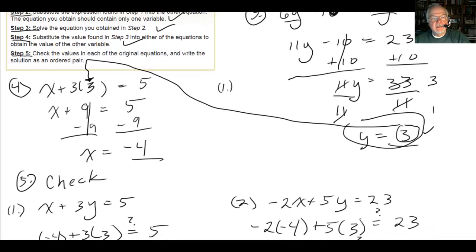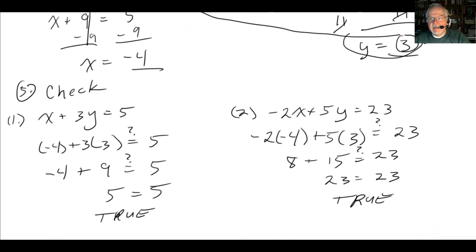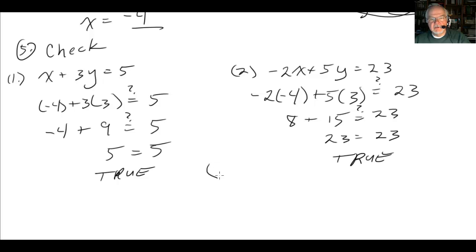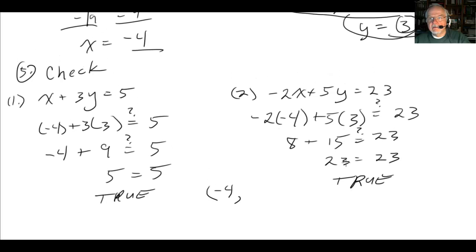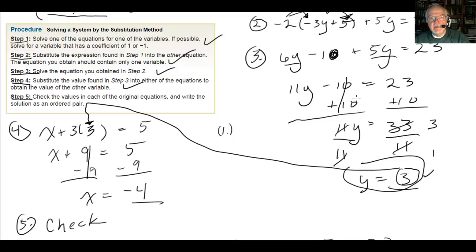And we checked it, and we've got to write it as an ordered pair, which is a good idea. So what is our ordered pair? Minus 4, 3. And we're done.